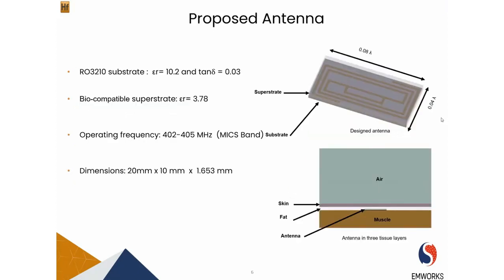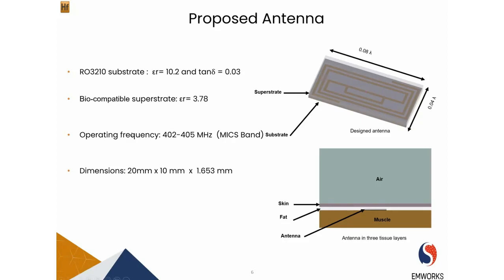Alright, so let's look at a case study of an implantable antenna. The proposed antenna has a rectangular spiral shape and is printed on a high permittivity substrate. High permittivity substrates help to reduce the size of the antenna. The antenna is covered with a biocompatible superstrate, and this helps to prevent short circuit between the metallic radiator and the conducting body tissues. The antenna is designed to operate in the MICS band, which is the most widely used frequency band for medical implant applications.